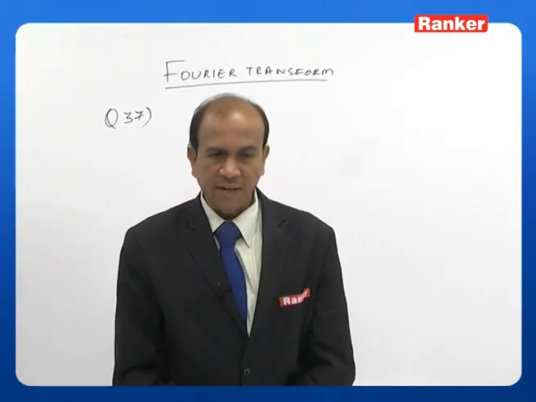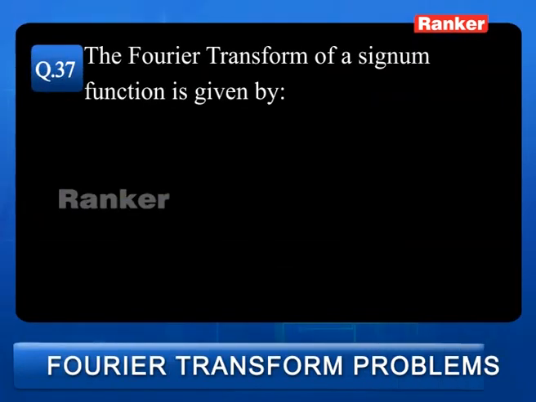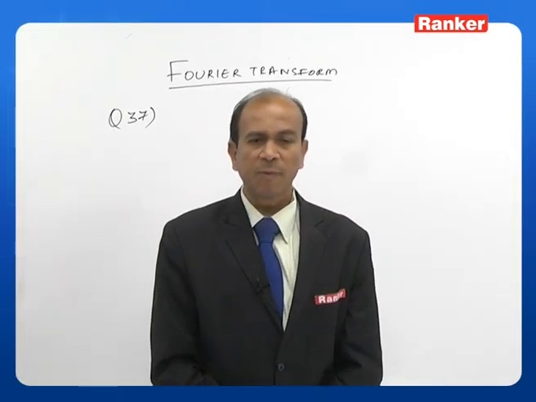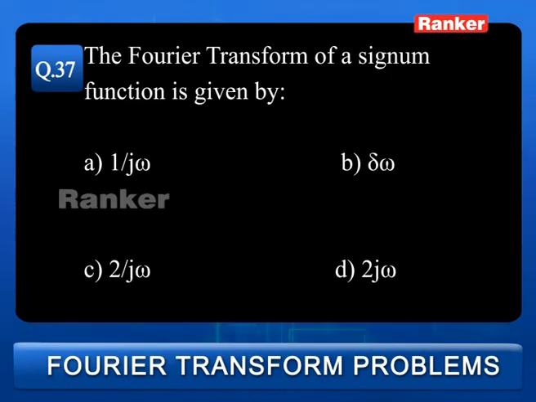The next question is the 37th question. The Fourier transform of a signum function is given by: A, 1 by j omega; B, delta of omega; C, 2 by j omega; D, 2j omega. So what is the Fourier transform of a signum function? The answer is C, that is 2 by j omega.